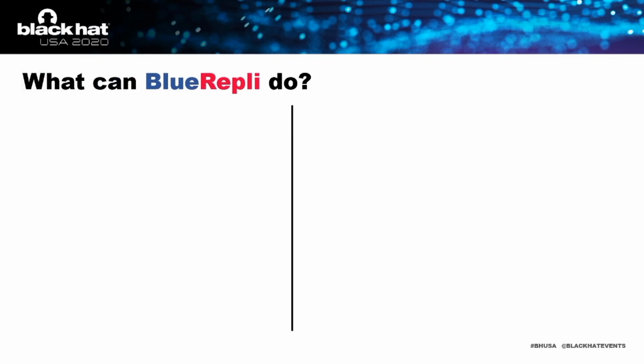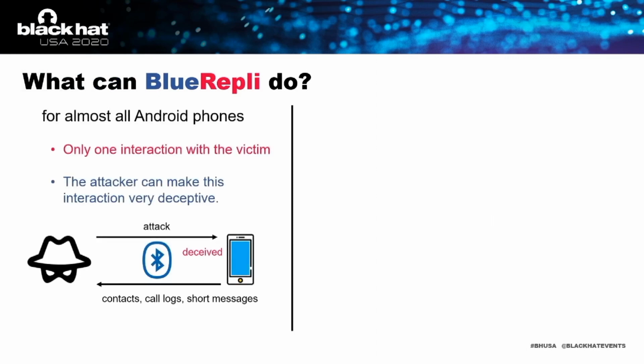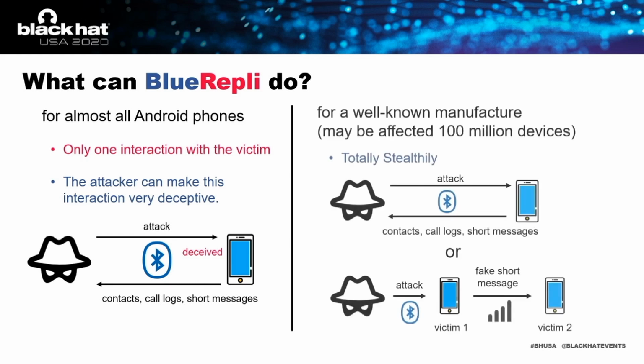So, what can BlueRepli do? For almost all Android phones, it can steal contacts, call logs, and short messages with only one interaction with the victim. And the attacker can make this interaction very deceptive. For a well-known manufacturer, maybe more than one, it can achieve the same function but totally stealthily. It can also use the target phone to send fake messages to others. Okay, let's dive into details.